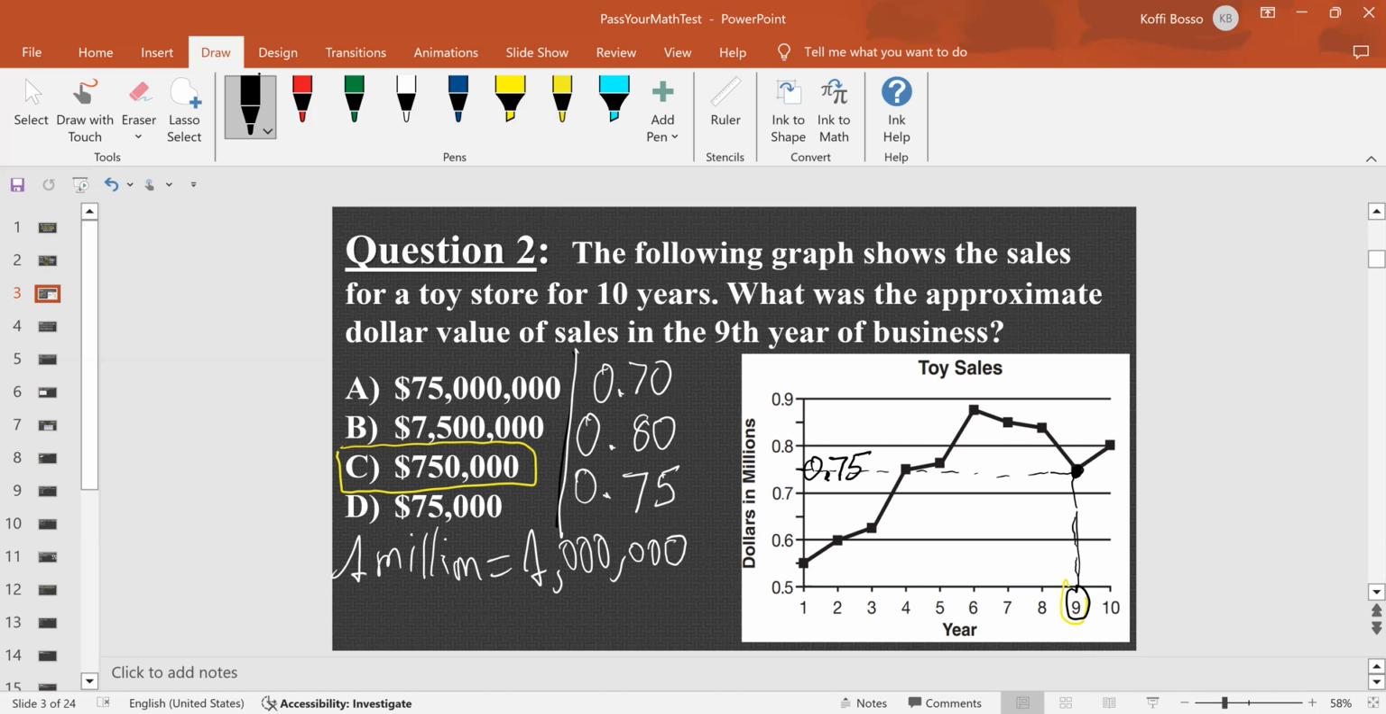Now, because they say in millions, you have to take that 0.75 and multiply by 1 million, which is 1 with 6 zeros. That means you're going to move the decimal to the right how many places? 6 places. Doing that, you'll get the answer as 750,000. Or if you use a calculator, that gives you 750,000.